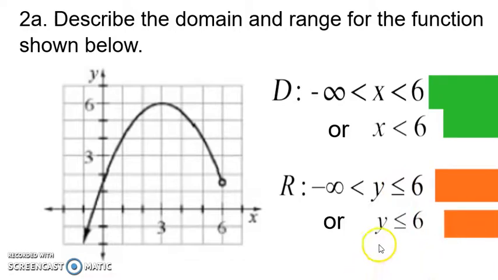You can also state this as y is less than or equal to 6 as well, since it is all numbers less than or equal to 6.